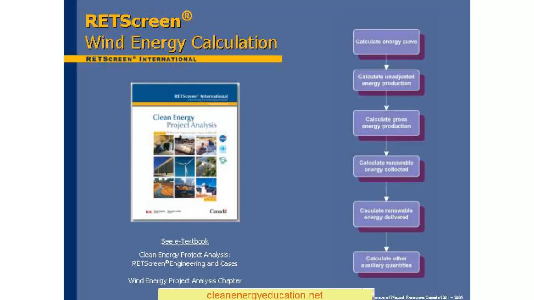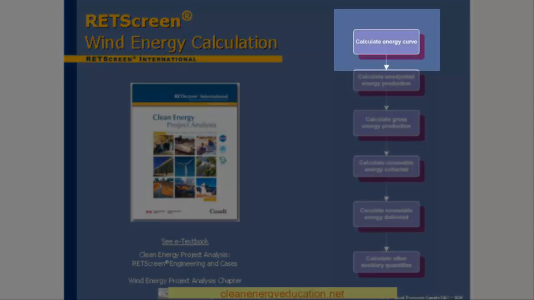The RETScreen wind energy calculation. As mentioned in the previous slide, RETScreen permits the user to specify the wind speed distribution that characterizes the site. When the user selects a Rayleigh or Weibull wind speed distribution, this fixes the shape of the distribution for a given average wind speed. This is the starting point for RETScreen's calculations in the energy model section of the software.